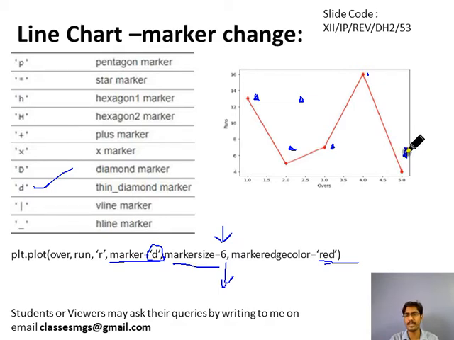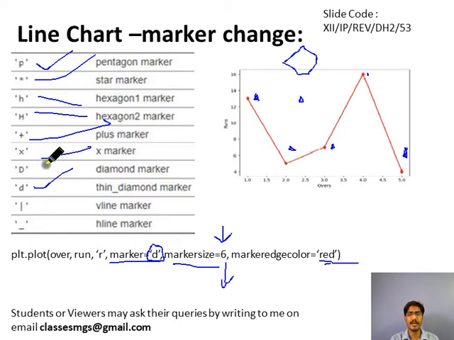Okay, for your convenience I am drawing this slide. So for P, pentagon marker, you know pentagon. If you want to draw this as a marker, then you will use the P attribute. If you want to use the star marker, then you use the star. Then hexagon, plus marker, cross marker, diamond marker, thin diamond, V line, and horizontal line. If you want to mark, then you can use these different properties for different purposes.